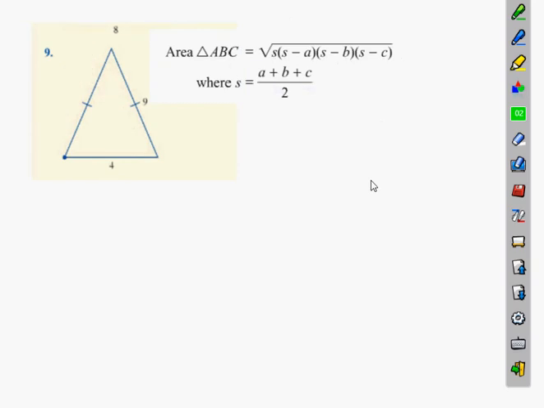So what you have to do in a question like this is see what this line here means. Yeah, it's the same. It means they're the same. Now we know all three sides, don't we? 9, 9 and 4.